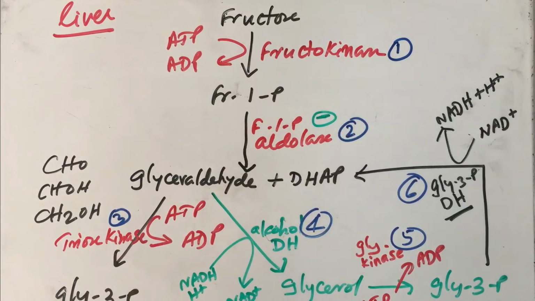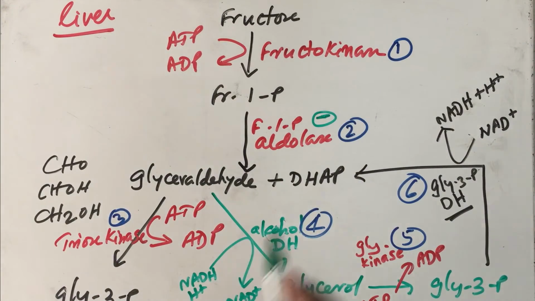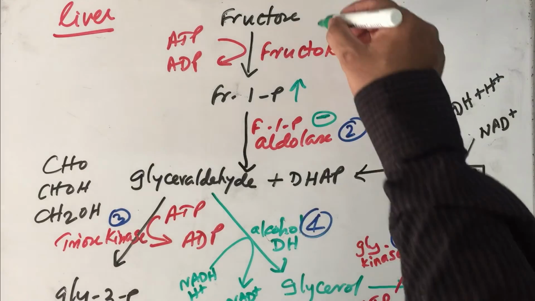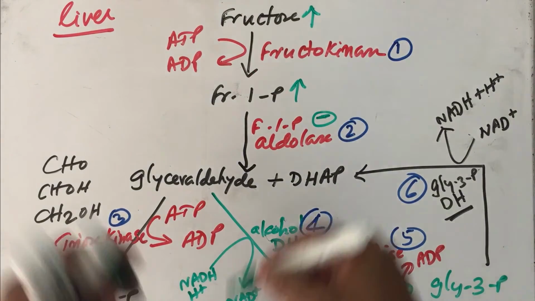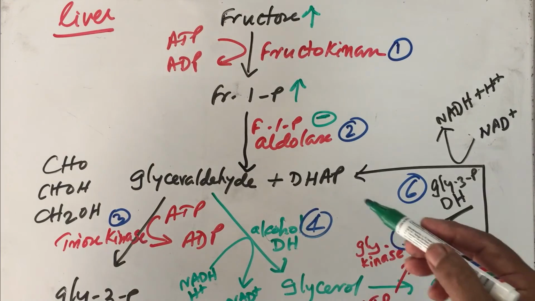If this enzyme is deficient, we represent that by using a minus sign. If this enzyme is deficient, you know that this product will get accumulated and this will not be utilized at all. So therefore, accumulation of these products can cause damage to a body system. So therefore, this is a genetic defect.